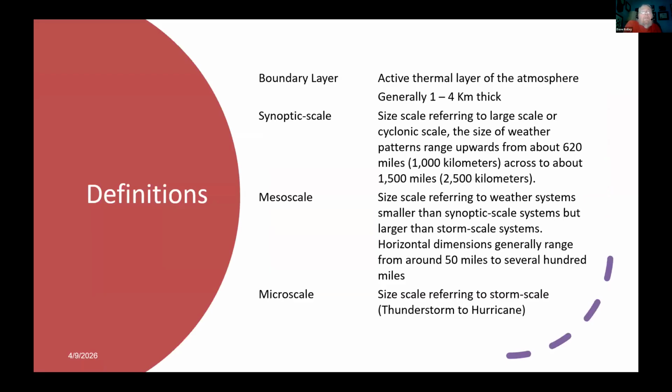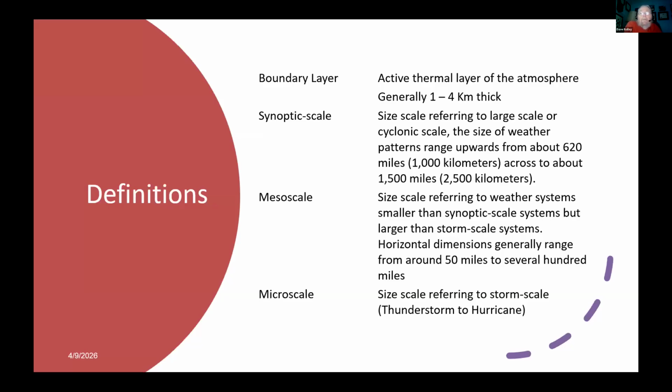So, a couple of definitions when we start talking about modeling for flying gliders. The first one is the boundary layer. This is the active thermal layer of the atmosphere. It's generally 1 to 4 kilometers thick, so somewhere between 3,000 and 13,000 feet thick. This resides inside the planetary boundary layer, where the effects of friction between the atmosphere and the Earth are significant.